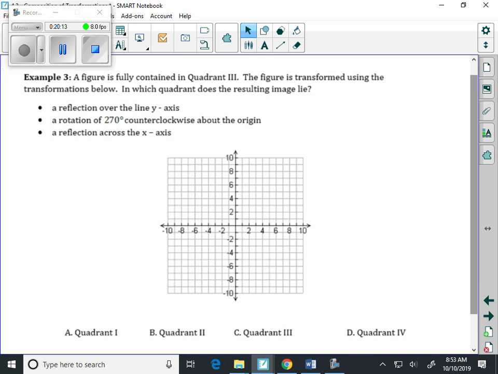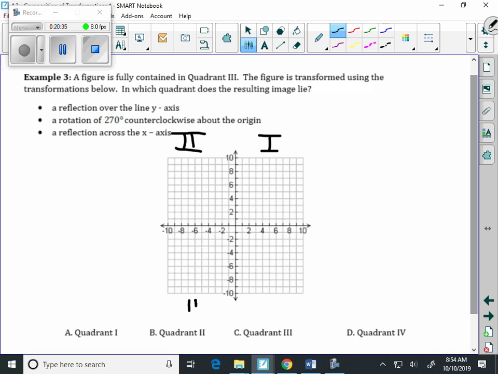A figure is fully contained in quadrant 3. The figure is transformed using the transformations below, and then it asks in which quadrant does the resulting image lie. Well, first of all, do you know your quadrants? Just as a refresher, here's quadrant 1. Here's quadrant 2. This is 3. And over here is 4. It goes in the counterclockwise movement.